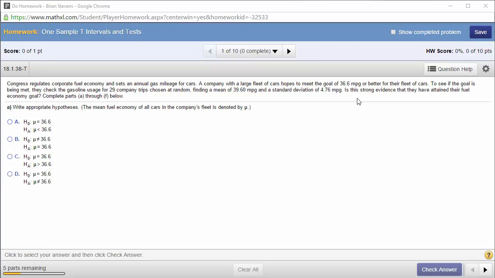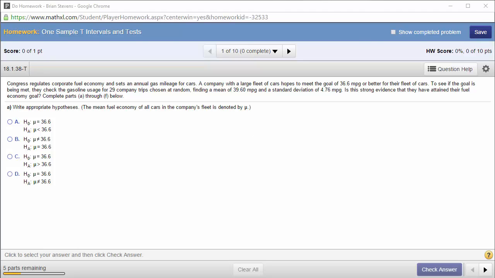So pause the video here and see if you can identify what these are. If you could write down what 36.6 is in notation. Is it mu? Is it mu naught? Is it x bar? Okay, let's see if you got everything right. So 36.6 is what we are going to test. It's what we're going to hypothesize to be true according to the null.